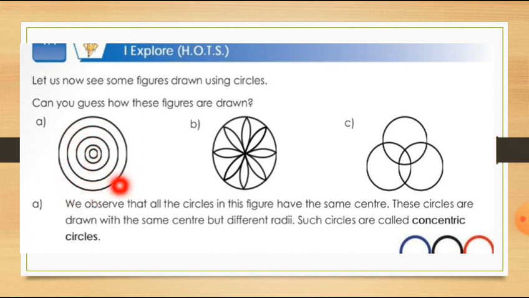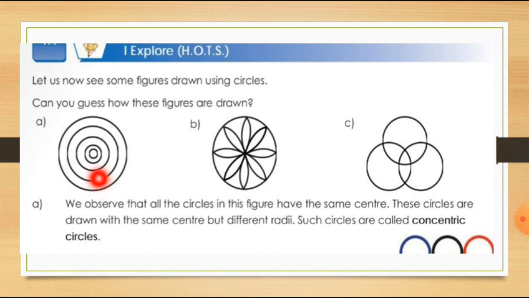These circles are drawn with the same center but different radii. Such circles are called concentric circles. So in this session we are studying about concentric circles.